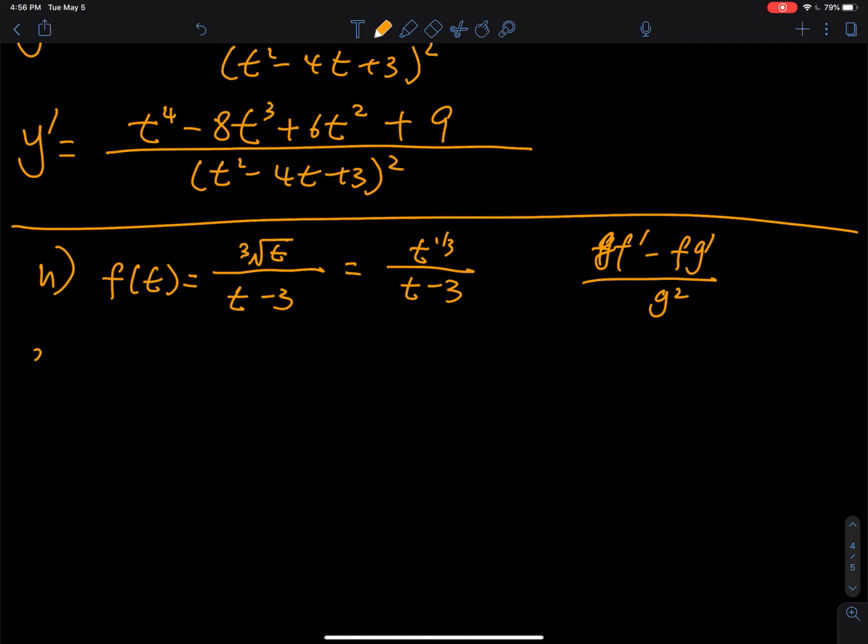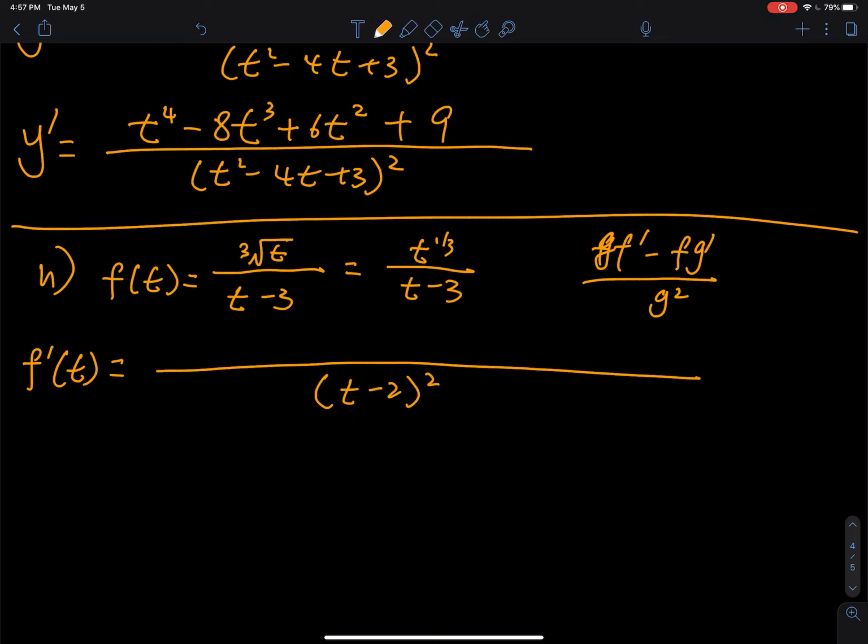So we have f prime of t. Let's not do the slow motion part. So we immediately square the denominator, and then g, we copy the denominator, and then we take the derivative of the top, we bring the 1/3 down, so that is t to the 1/3 minus 1, which is negative 2/3, and then minus, copy the numerator, and then take the derivative of the denominator, t minus 3. The derivative is 1, and then you simplify.